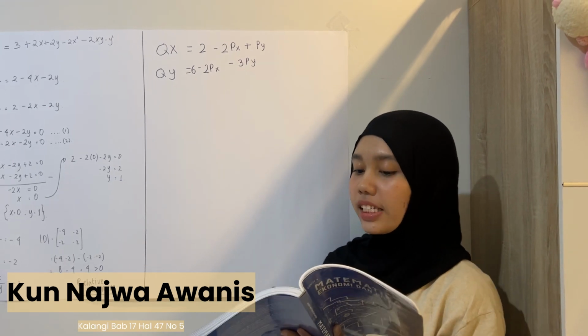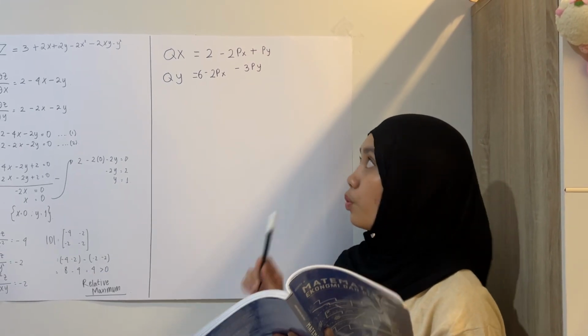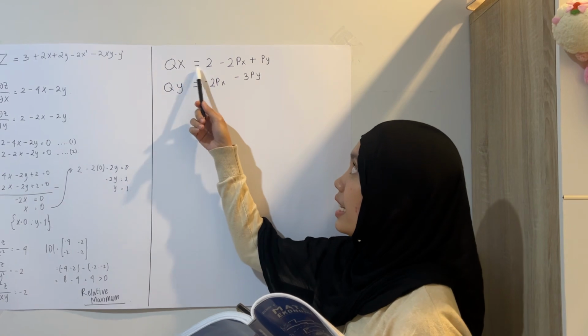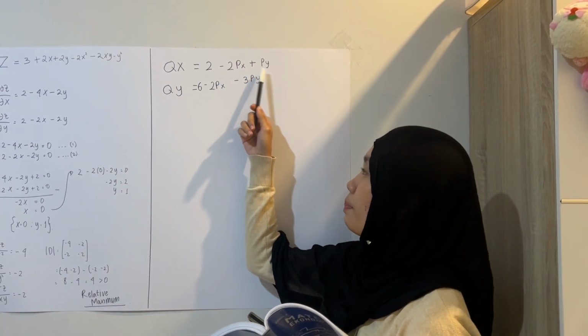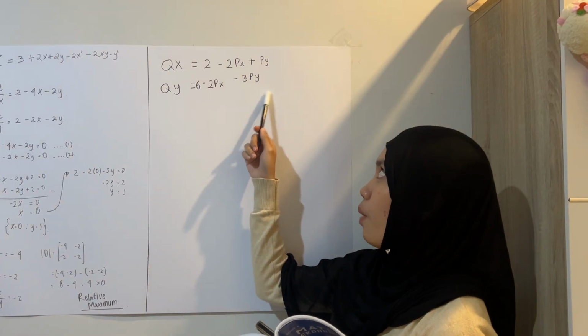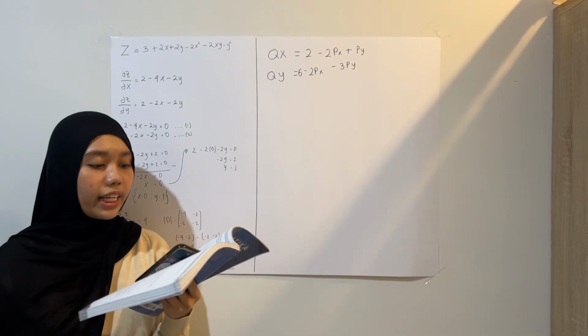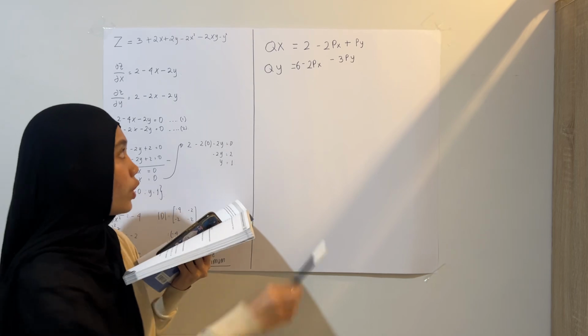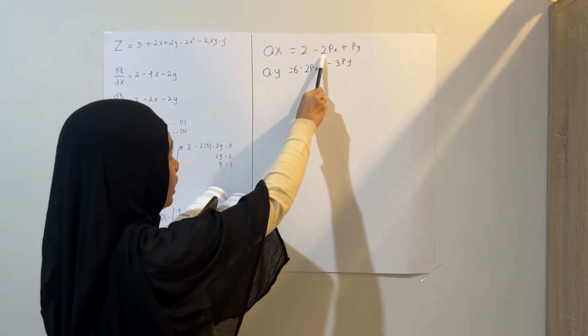Okay, so let's start with the demand function for two products. We know that Kx is 2 minus 2px plus py, and for Ky is 6 minus 2px minus 3py. Now we're going to calculate the partial derivative for Kx, which is 2 minus 2px plus py.